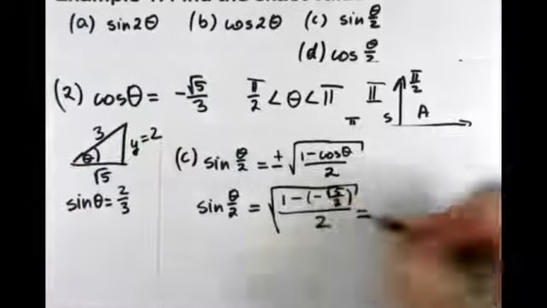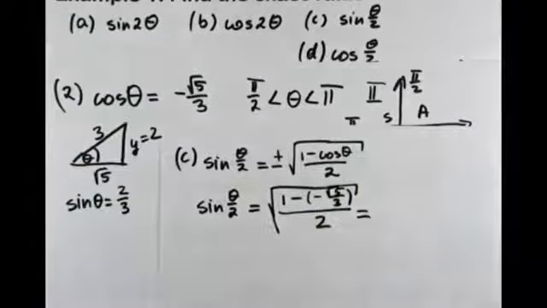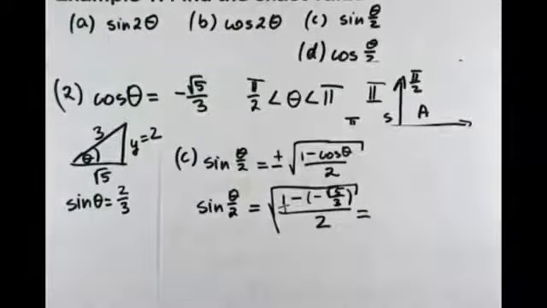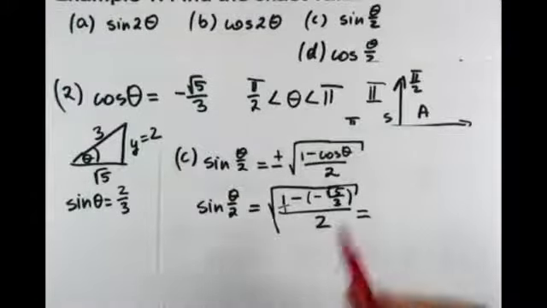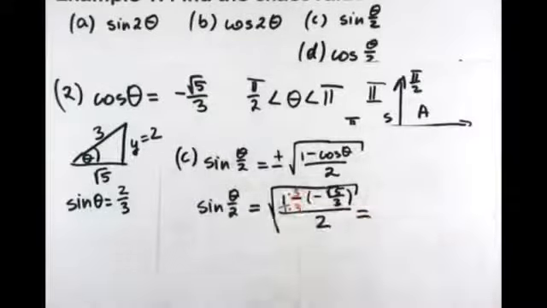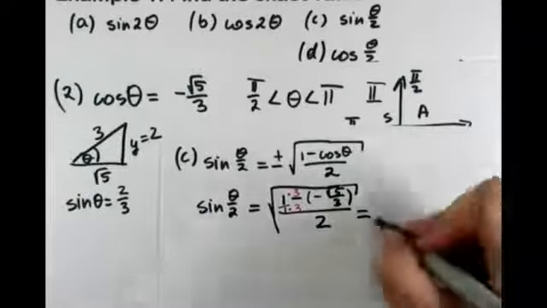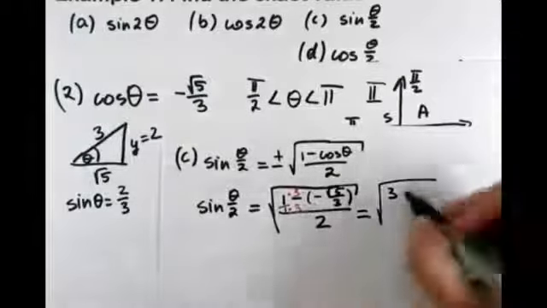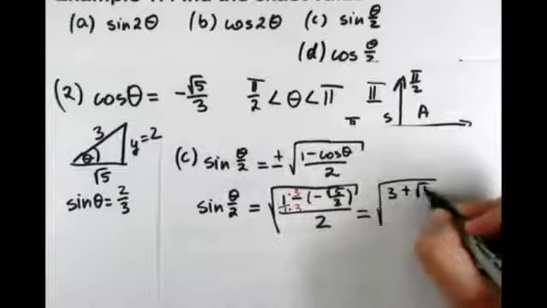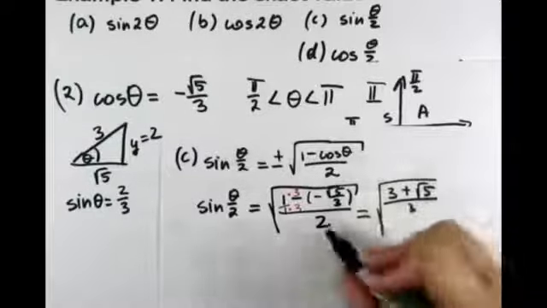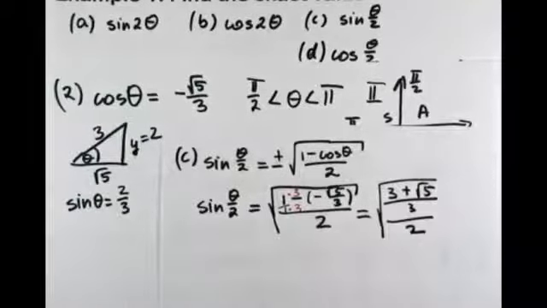Minus minus gives me plus, and we can find a common denominator. This is like over 1. So I have 1 and 3. Common denominator is 3, times 3 times 3. So this is equal to square root of 3 plus root 5, all over common denominator 3, and then I have over 2.